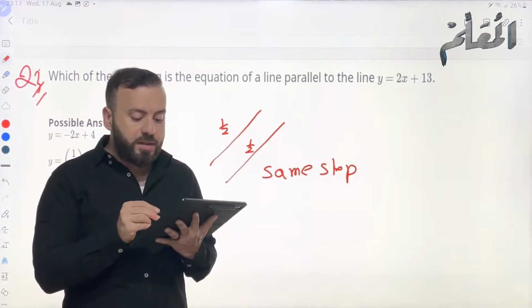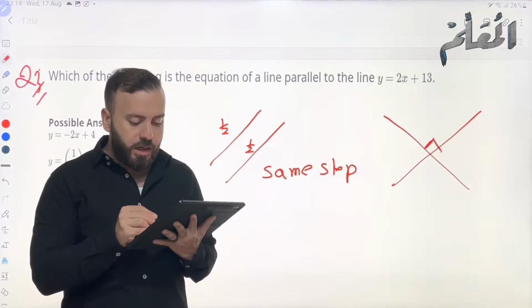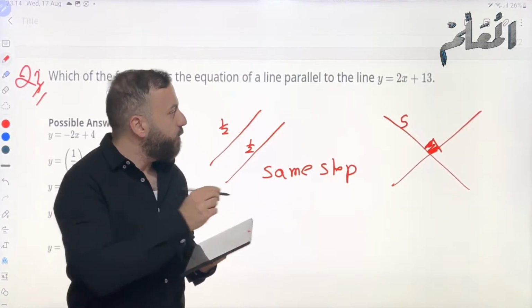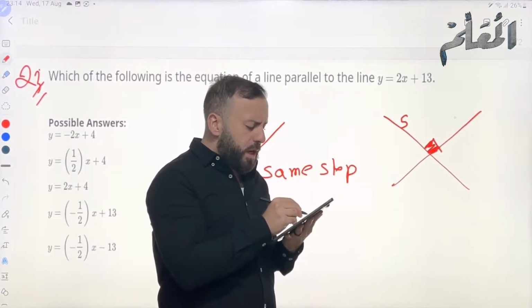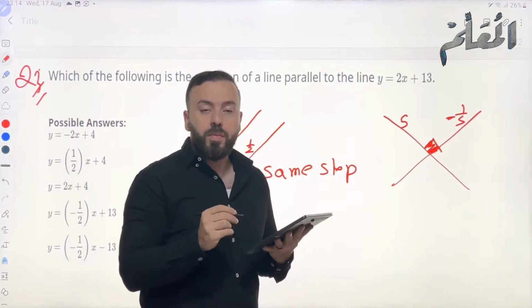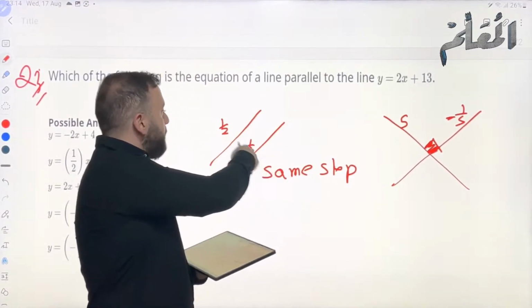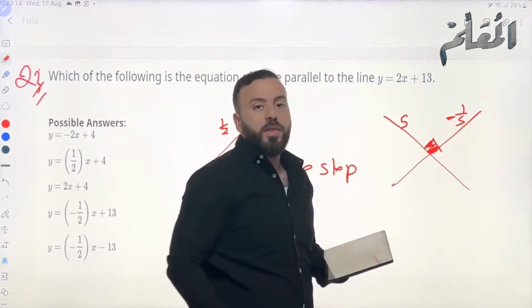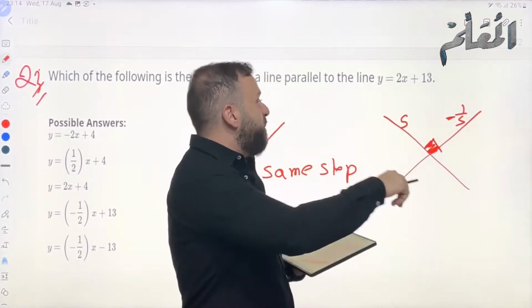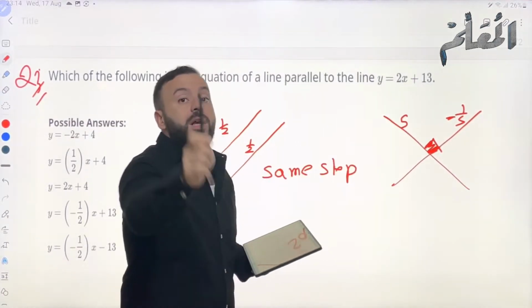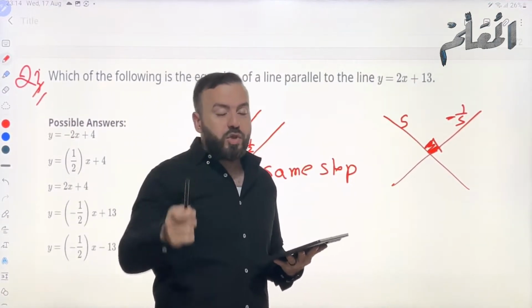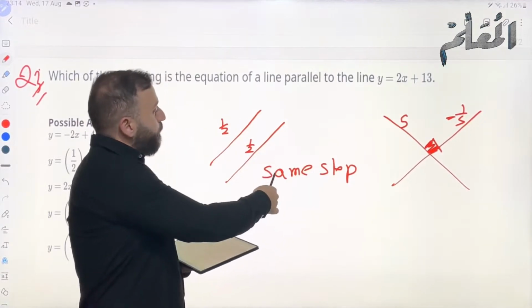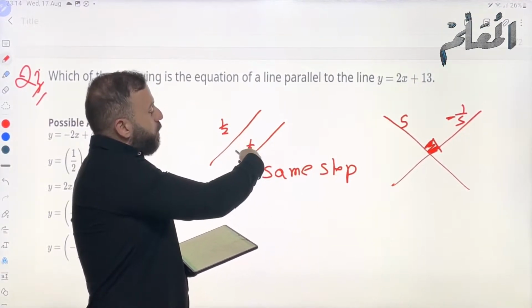But if the lines are perpendicular to each other, if this line's slope is 5, the perpendicular line should be -1 over 5. So always, the parallel lines have the same slope. For the perpendicular lines, if you multiply the slopes together, you get -1. So 5 times -1 over 5, the answer should be equal to -1, and you can check that with my course. So same slope for the parallel lines.